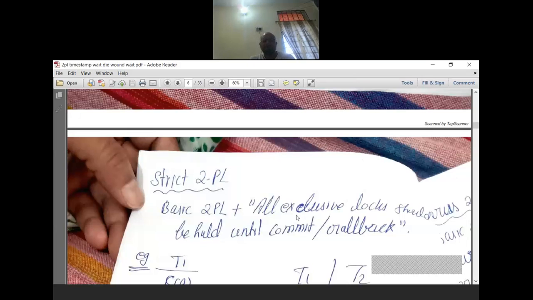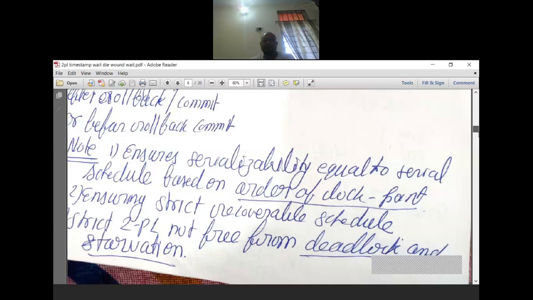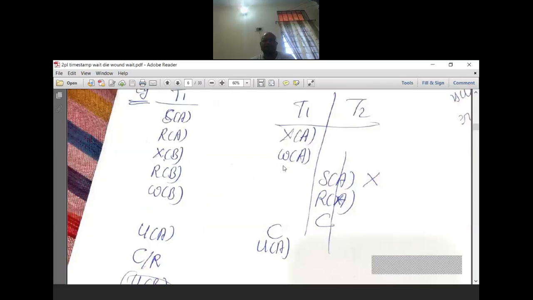That means in basic 2PL, when a transaction has completed its work, suppose here this transaction has completed, it can unlock the lock for the particular data item over here. I am unlocking here, but if it is basic 2PL, you can unlock over here. So another transaction can gain the shared or exclusive lock on the same data item.